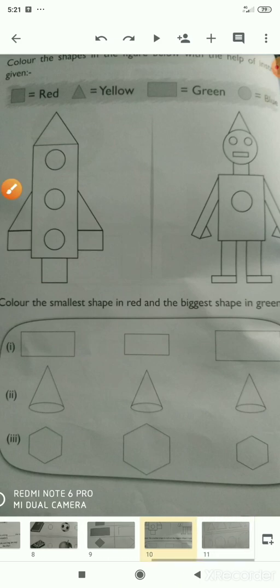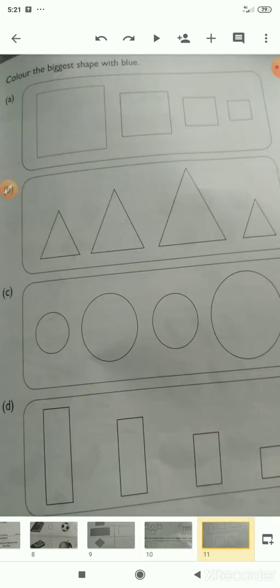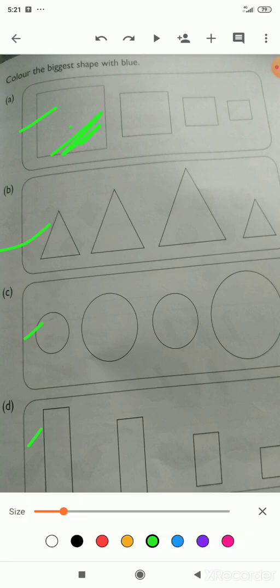Now the next picture and the last is page 15. Here we have to color the biggest shape with blue. So we have C and D. In the first box we have 4 pictures. We have to color the biggest shape. So here this is the biggest. You can use any color according to your wish. If you want to color yellow, do it yellow. This is the biggest.